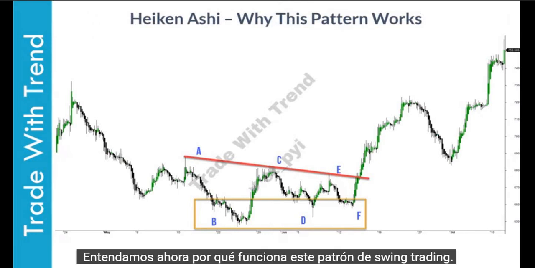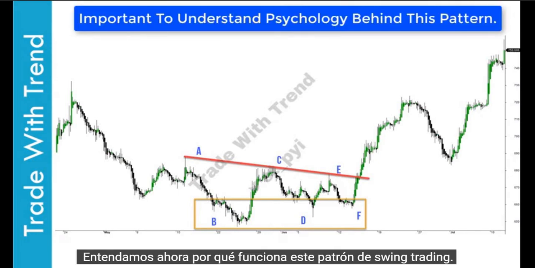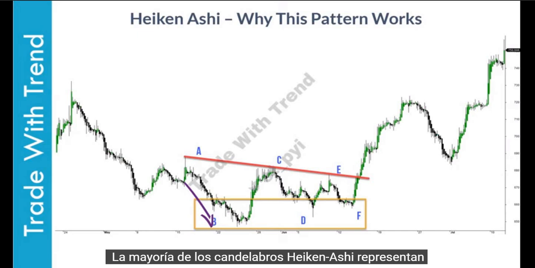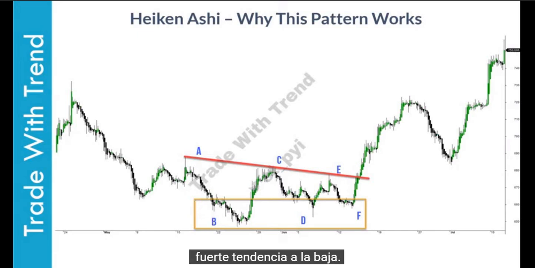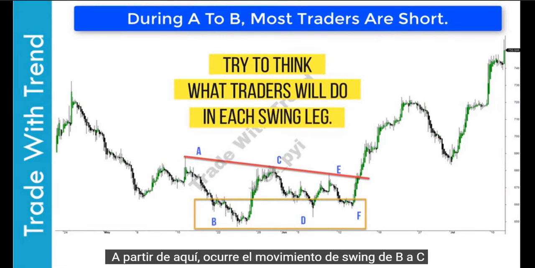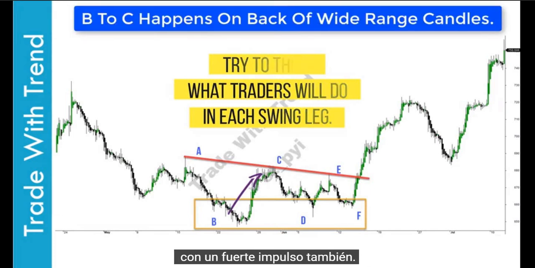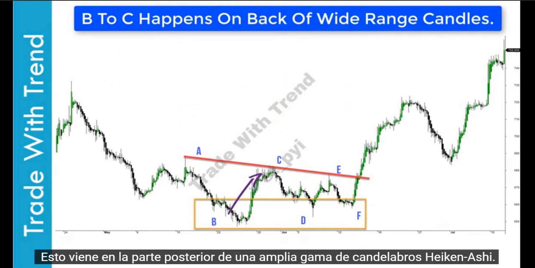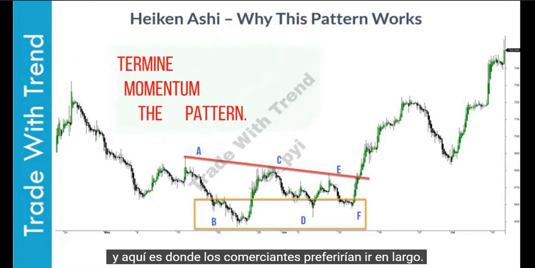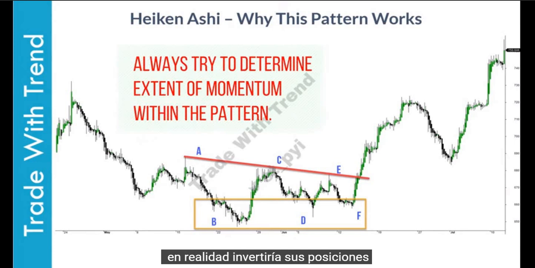Let us now understand why this swing trading pattern works. If you look at the swing move from point A to B, momentum is clearly visible. Most of the Heiken Ashi candlesticks represent strong trend on the downside. At this instance, most traders would be short in this stock. From here on, the swing move from B to C happens on strong momentum as well. This comes on back of wide range Heiken Ashi candlesticks, and this is where traders would prefer going long. That is, those who were short would actually reverse their positions and go long in the market.